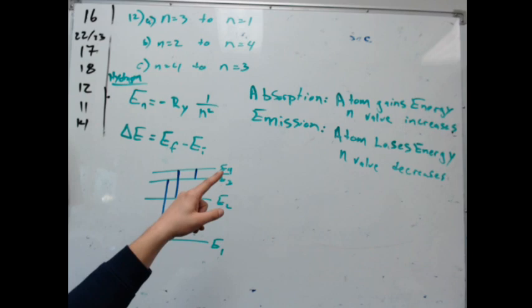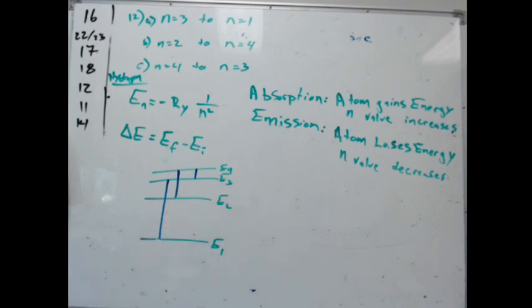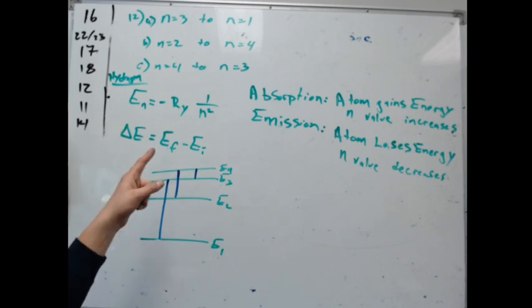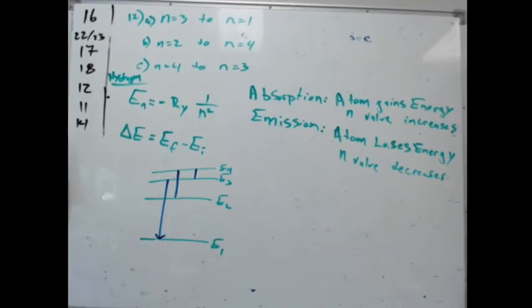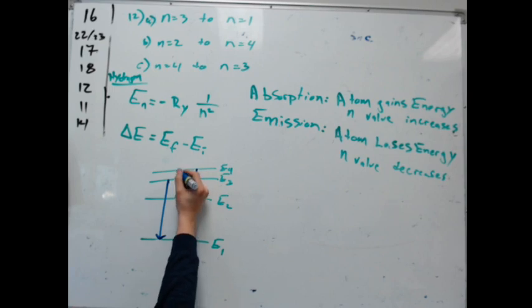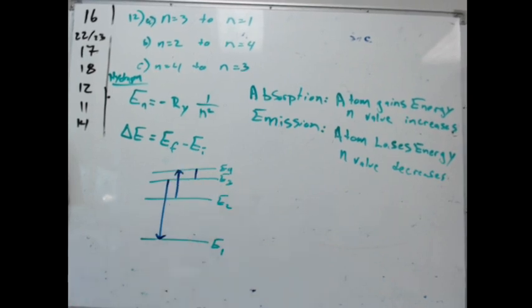To answer absorption or emission, we look at the definition. We say, if the n value is increasing, that's absorption. So 3 to 1 is a decrease. I represent that by drawing the arrow as if it's going down, and that would be an emission. 2 to 4 is an increase, draw it as an arrow going up, that's an absorption. 4 to 3 is a decrease, that would be an emission.